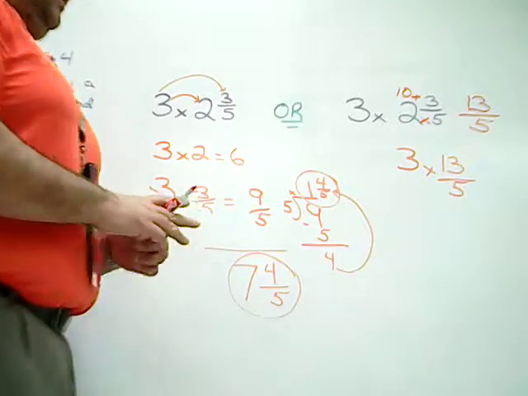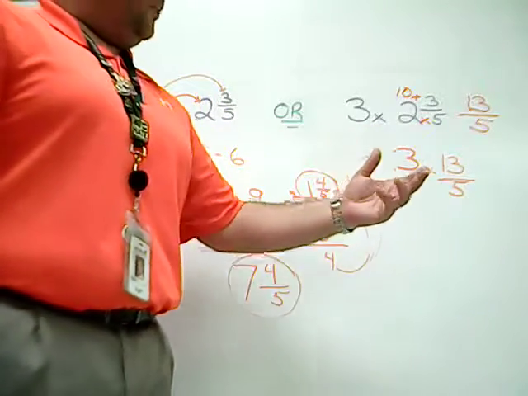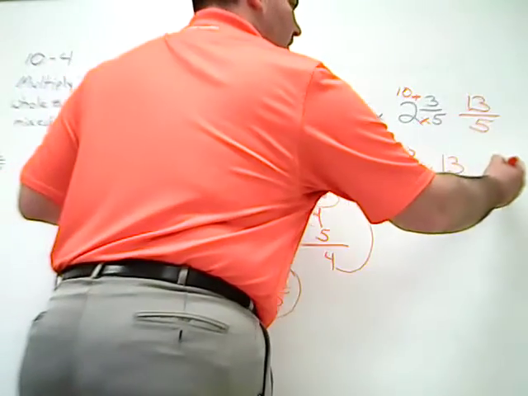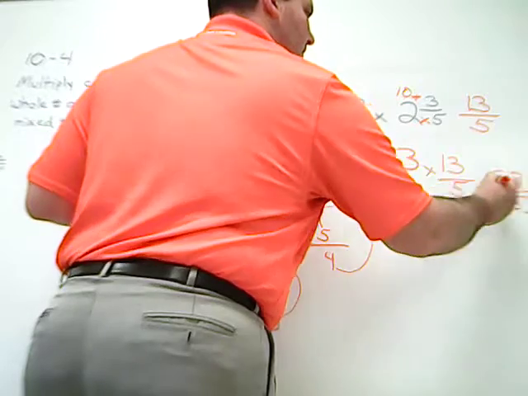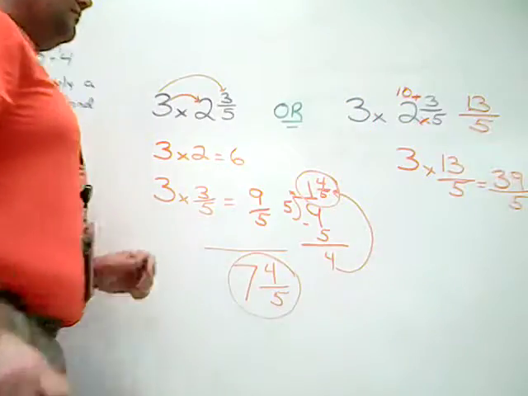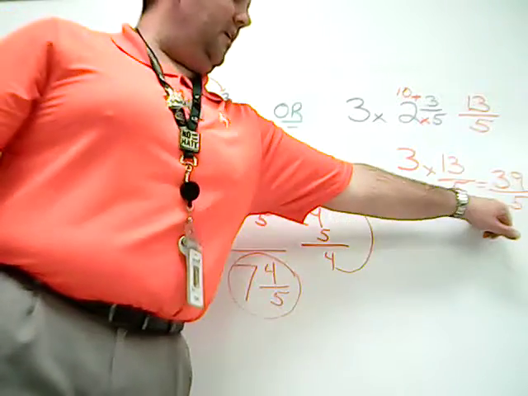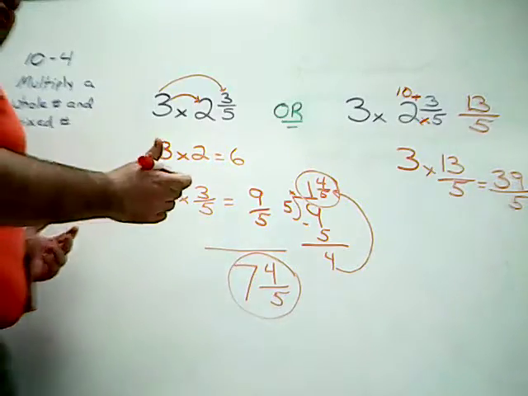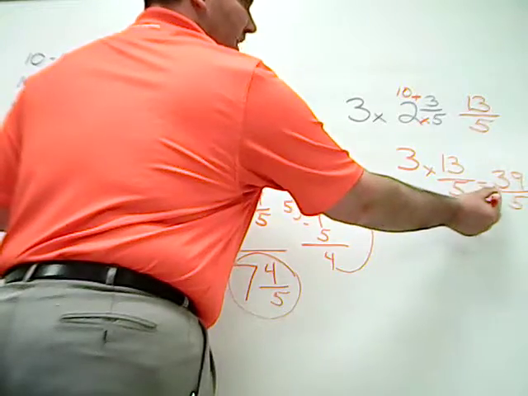And when I do that, I'm going to skip count by 3's 13 times, or skip count by 13's 3 times. I'm going to come up with an answer of 39/5. 3 times 13 is 39. My denominator stays the same as a 5. Now, I need to do some real simple division again to change this into a final mixed number. I'm going to do 39 divided by 5.